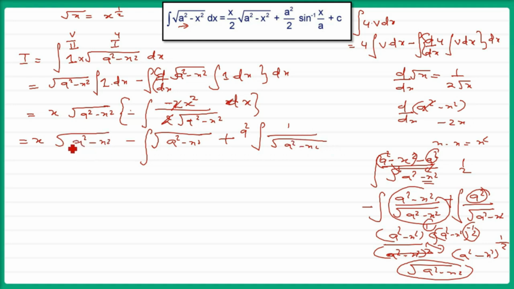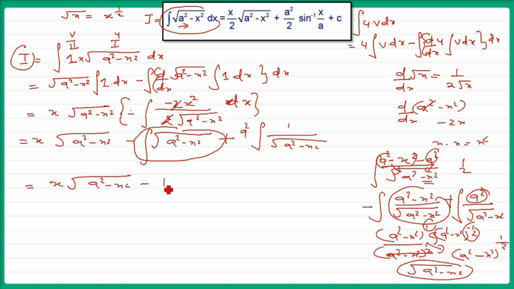See, there are two things which need explanation here. First is under root a square minus x square, the actual term from where we started. It is I only. From here only we started. So you can just replace the integral of under root a square minus x square as just I. So just write x under root a square minus x square. In this place you just write I, and I is on the left side also, and plus a square.